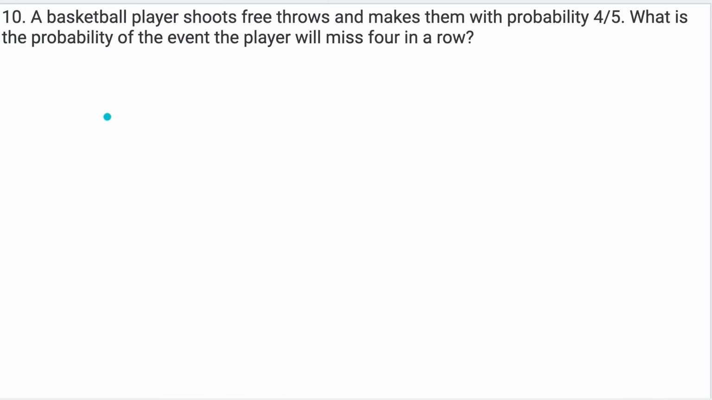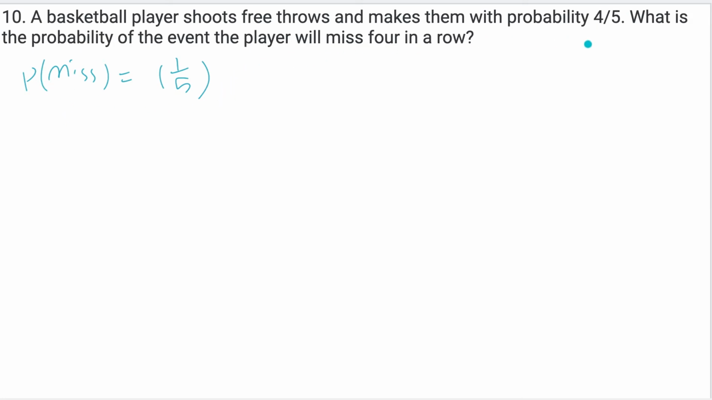Okay, let's move on to the second one. Number 10. A basketball player shoots free throws and makes them with a probability of 4/5. What is the probability of the event the player will miss 4 in a row? So since 4/5 is making the throw, we know missing the throw for one shot will be 1/5, right? Out of 5, he will make 4, then 1 he will not make.